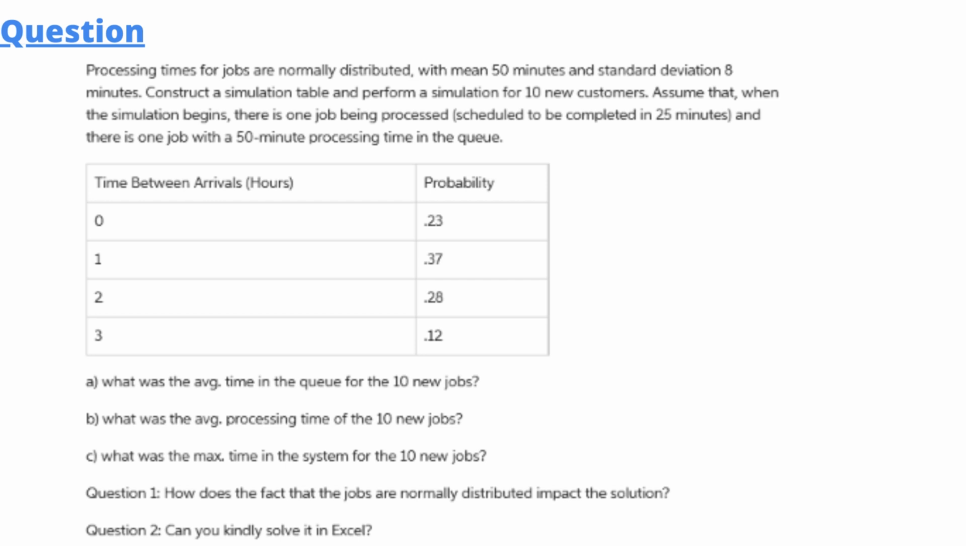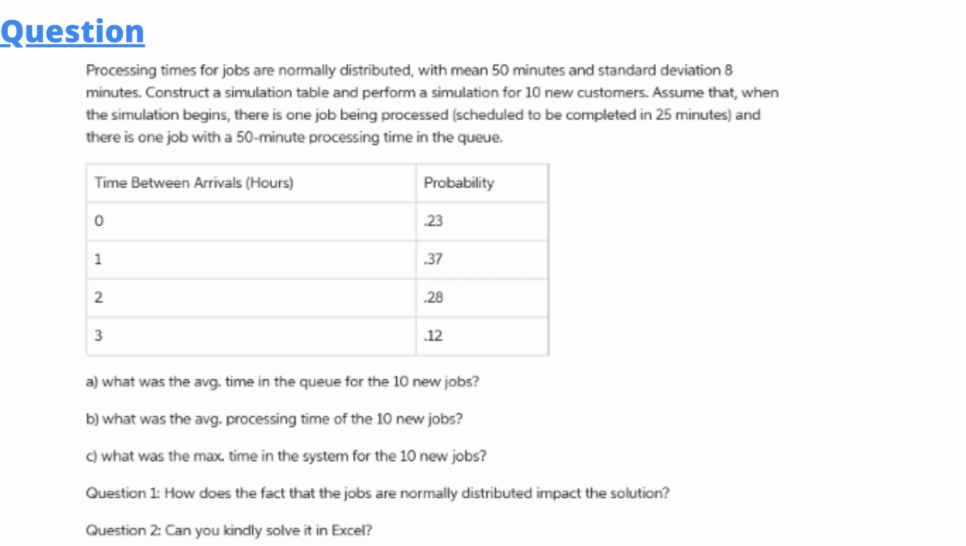The requirements are: what is the average time in the queue, what is the average processing time, and what is the maximum time in the system for 10 new jobs. How does the fact that jobs are normally distributed impact the solution, and can you kindly solve this in an Excel sheet? The Excel sheet answer is given on the third page, you can check it out.